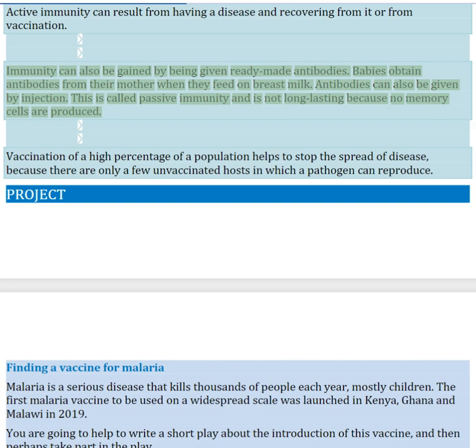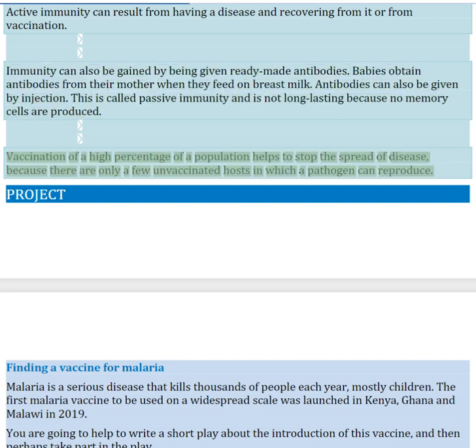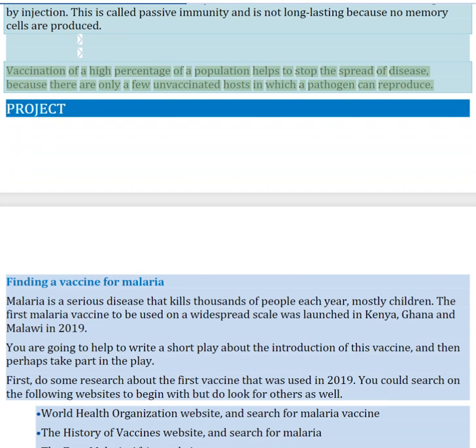Antibodies can also be given by injection. This is called passive immunity, and is not long-lasting because no memory cells are produced. Vaccination of a high percentage of a population helps to stop the spread of disease, because there are only a few unvaccinated hosts in which a pathogen can reproduce.